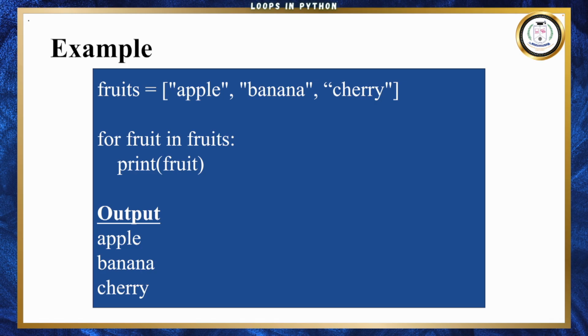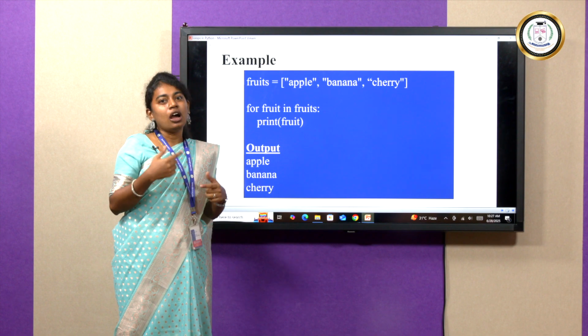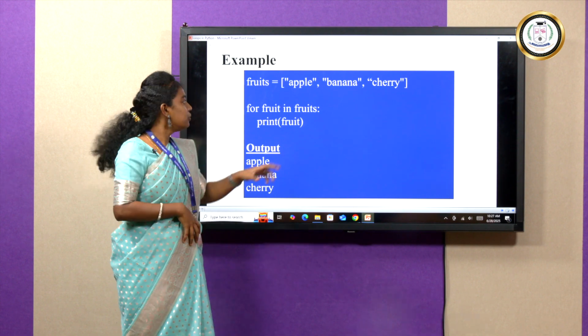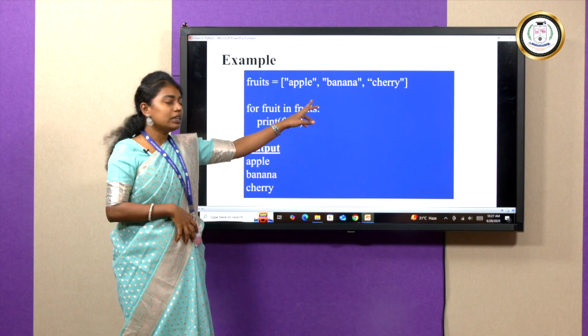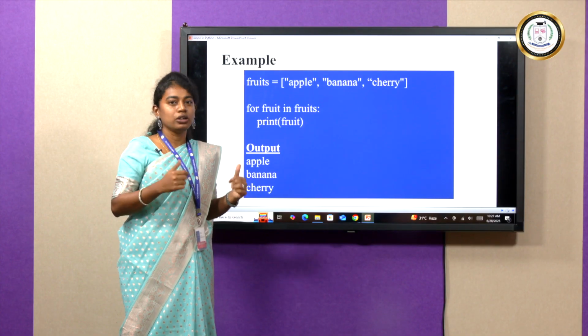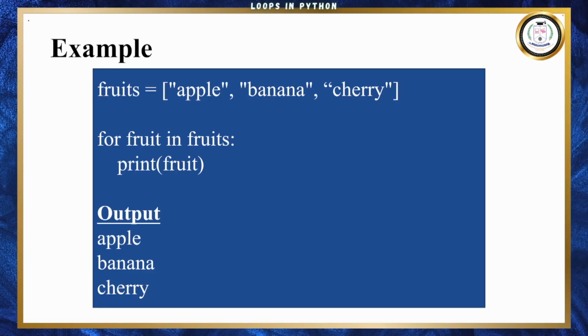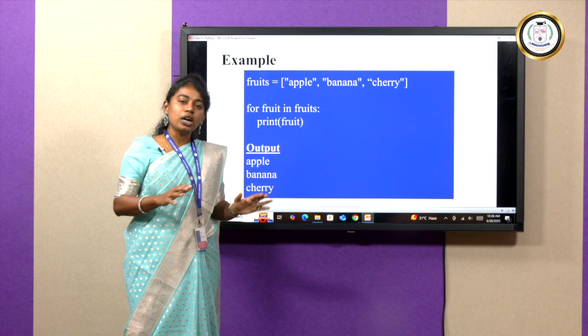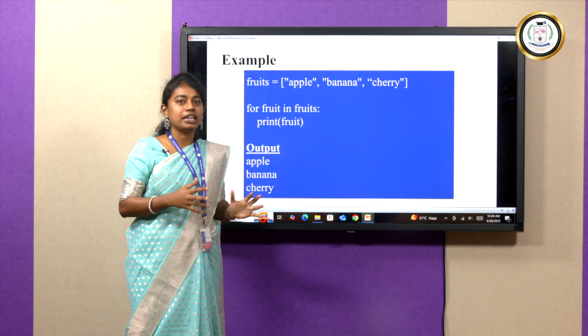In the for in loop, it will execute one element at a time. It doesn't print all three in the same line, but it iterates one element at a time. First it will print apple, then banana, and then cherry. One element at a time, that's how the for in loop works. As you can see here, we are not giving any condition. Once the loop starts, it starts from the first element and ends at the last element. So there's no condition, and you cannot break the loop by giving any condition.